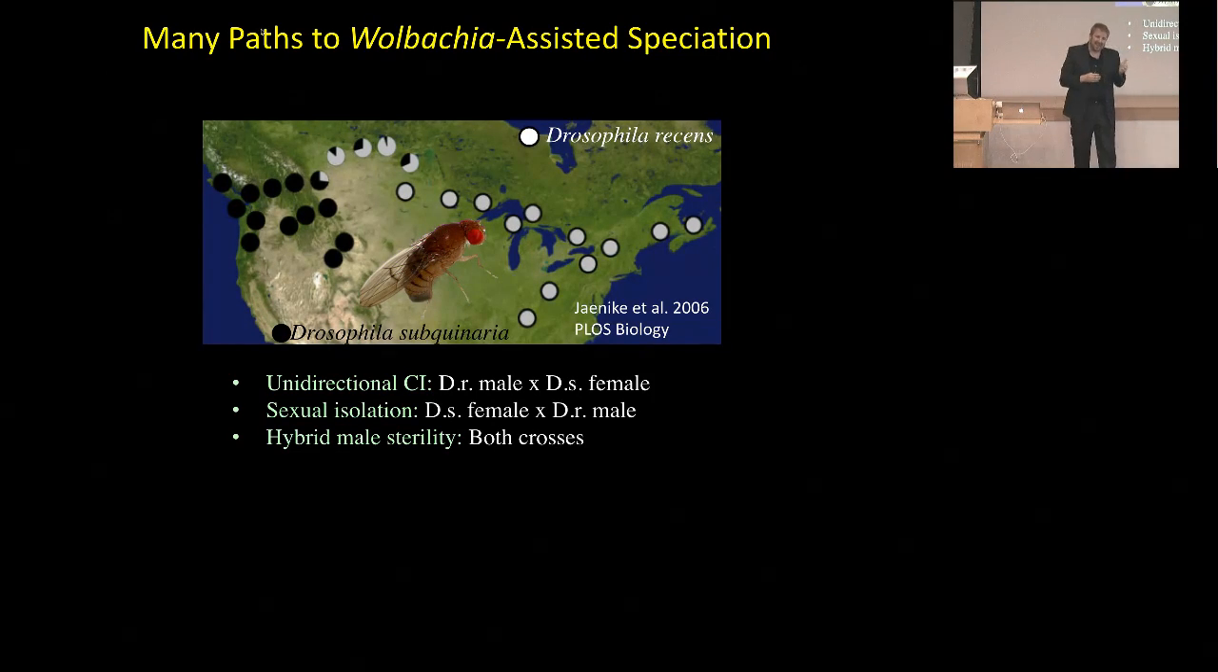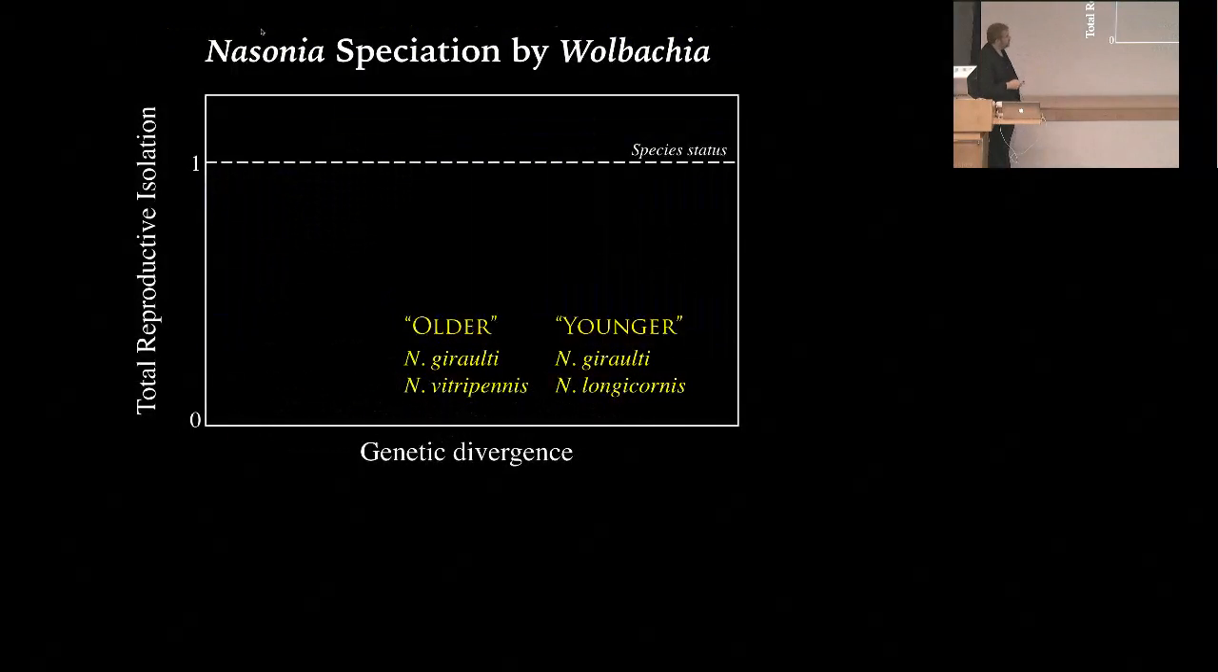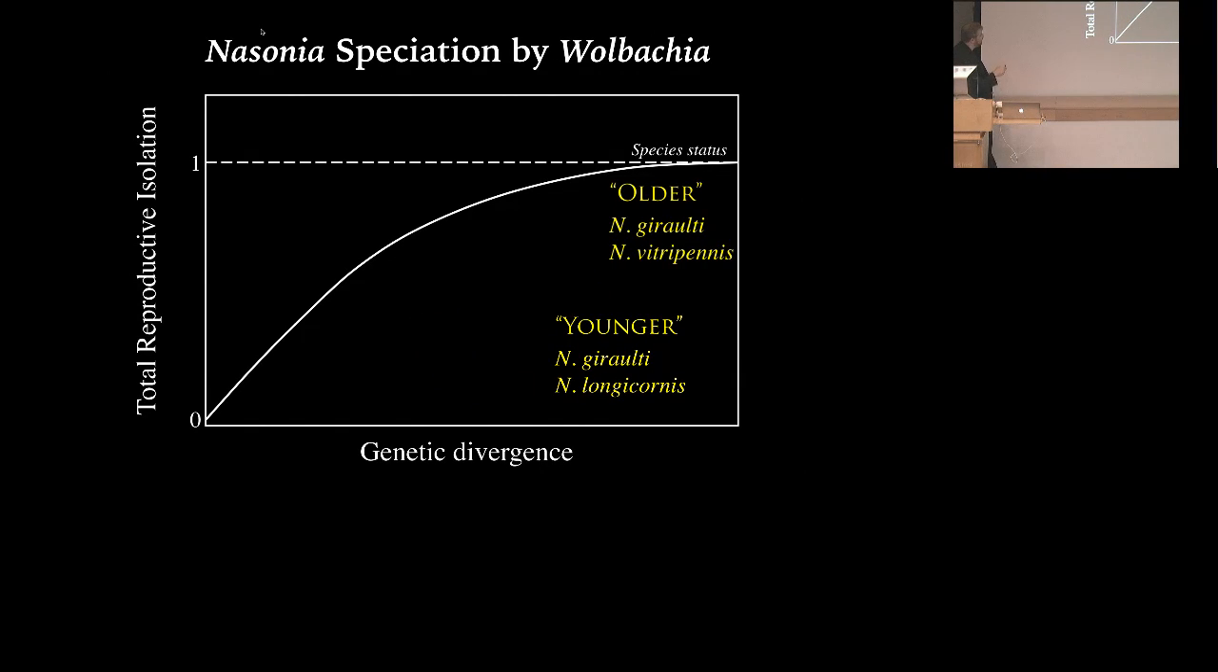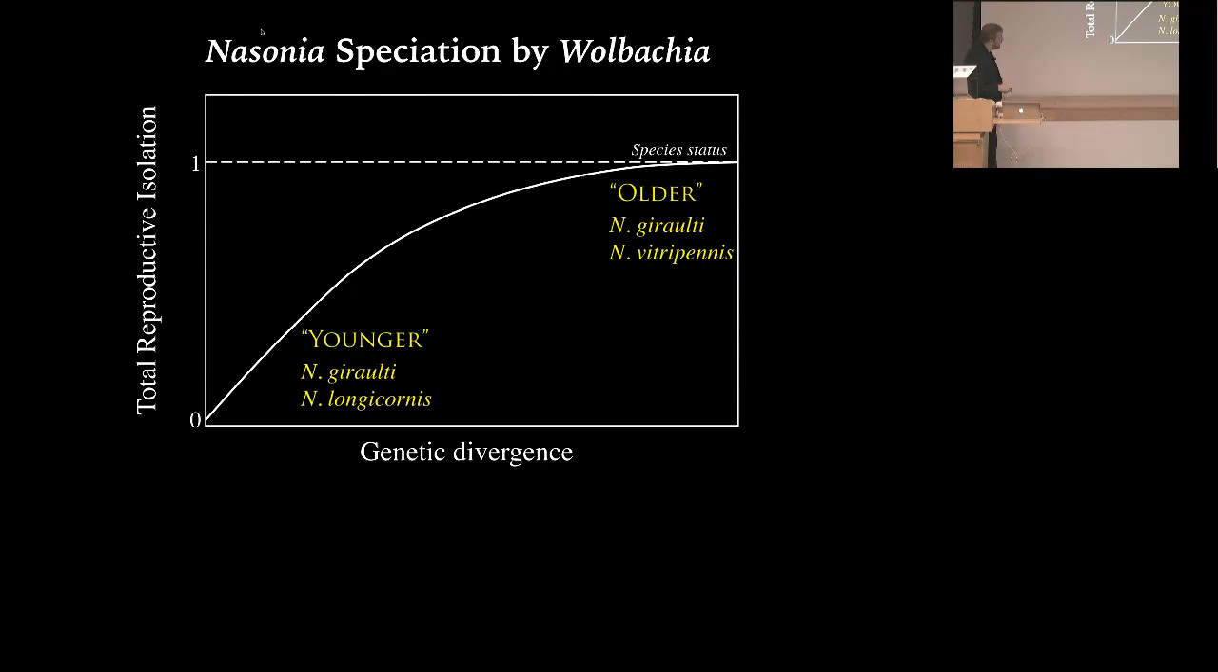There are genetic and symbiotic mechanisms at play here, and I think that's actually the most common way by which speciation probably happens in animals and plants. That it takes both a symbiotic and genetic aspect to drive reproductive isolation to completion. So the Nasonia system can be summarized like this. Let's take Coyne and Orr's original correlation of genetic divergence positively correlated with reproductive isolation. And giraulti and vitripennis are the older species pair, so they're somewhere up here on the timeline, and then the younger species pair is somewhere down here.